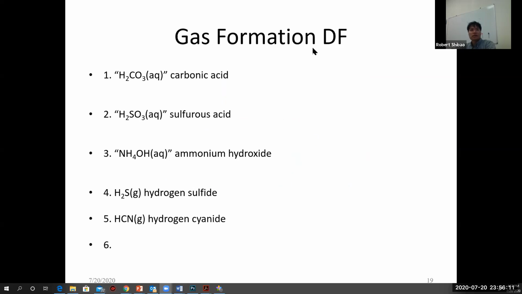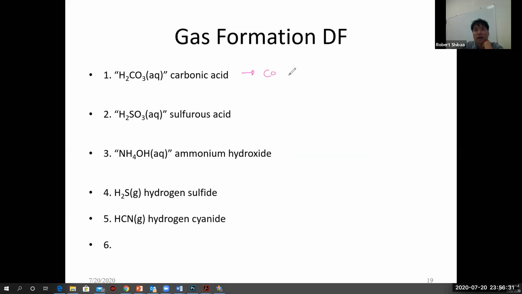Gas formation is another driving force. Gas formation sometimes will form something like this. This is called carbonic acid. Carbonic acid is unstable. Carbonic acid immediately decomposes into CO2 and H2O. So carbonic acid decomposes into CO2 gas and H2O liquid. It's unstable.